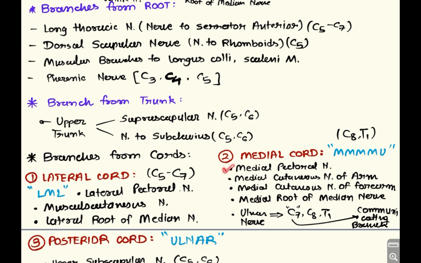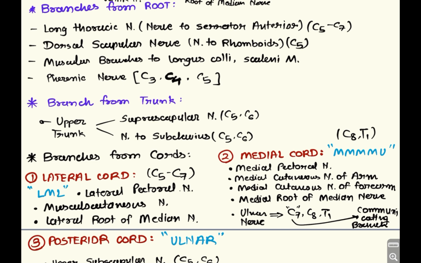Medial pectoral nerve, which is supplying the pectoralis major and minor along with lateral pectoral nerve. Okay, we have medial cutaneous nerve of arm, which is supplying the medial side of arm, the cutaneous innervation. Medial cutaneous nerve of forearm, which is giving cutaneous innervation to the medial side of forearm, as its name suggests, right? And we have medial root of median nerve, which will join with the lateral root to form the common median nerve. Okay, and lastly we have the ulnar nerve.